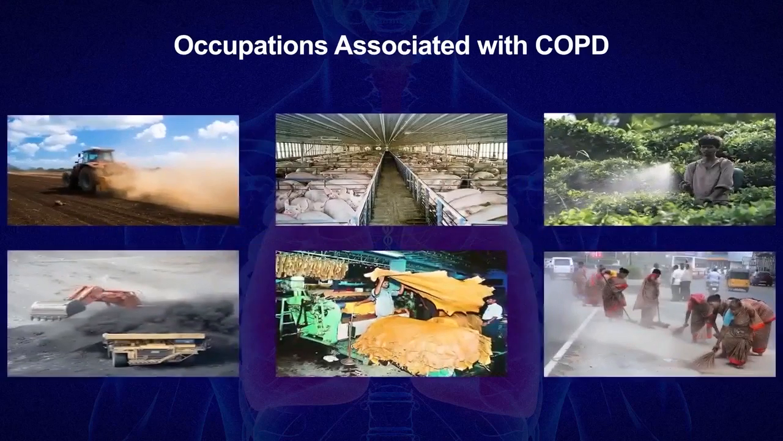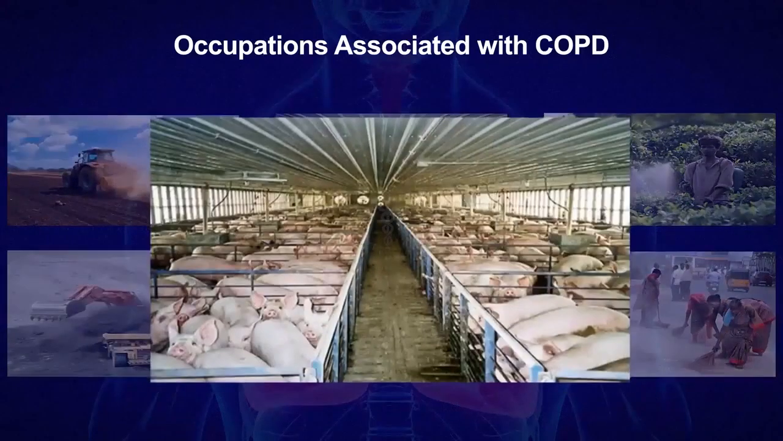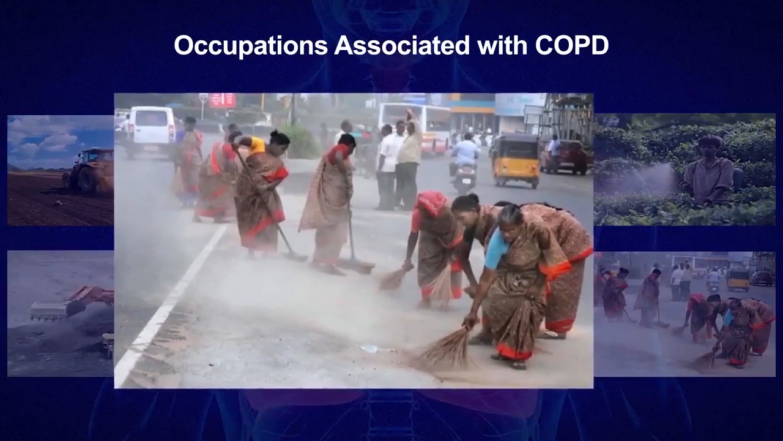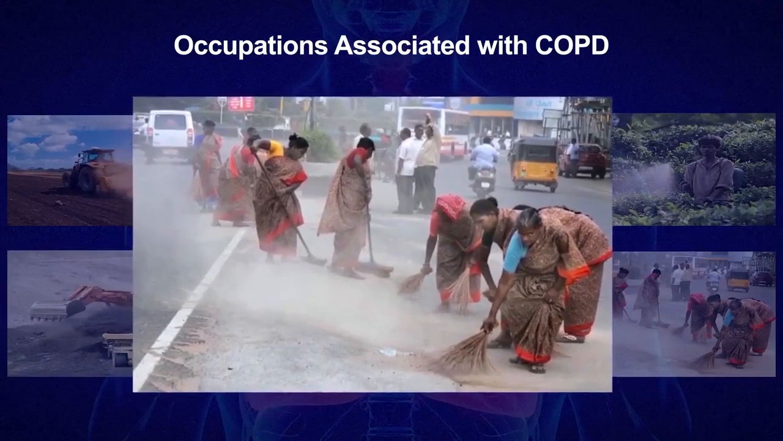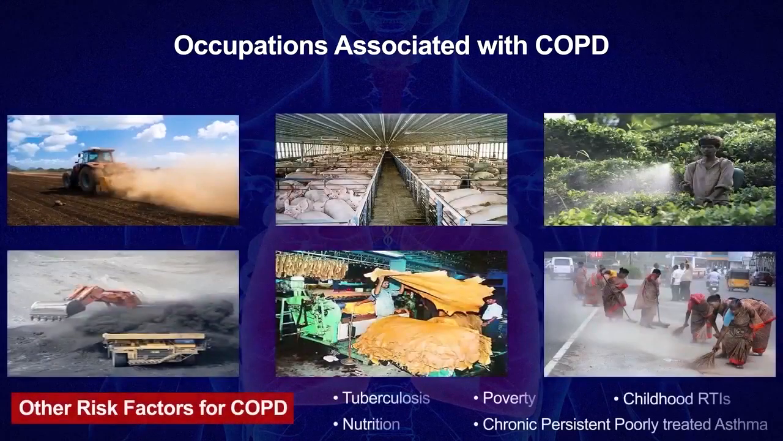There are several occupations that are associated because of the fine particles that are emitted or because of the continuous inhalation of toxic fumes emitted as a part of these industries, mainly farming, leather industry, animal husbandry, sweeping the floors outside on the road, basically leading to a lot of dust production, mining industries and pesticide industries. All people working in these industries are at a huge risk of developing COPD and should be regularly screened for development of airway limitation with the help of spirometry.